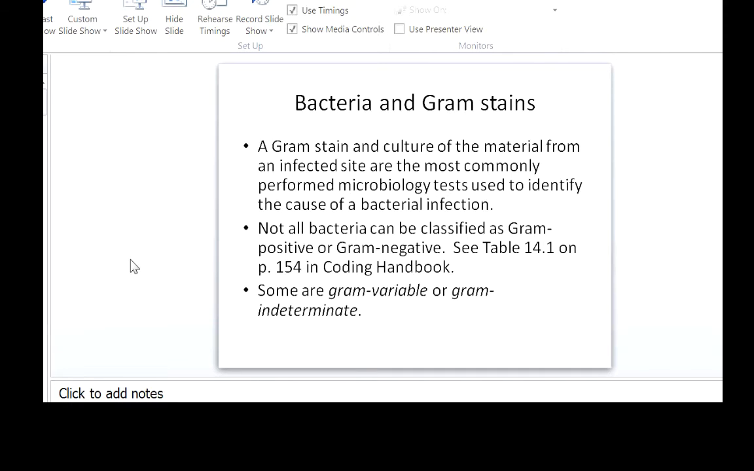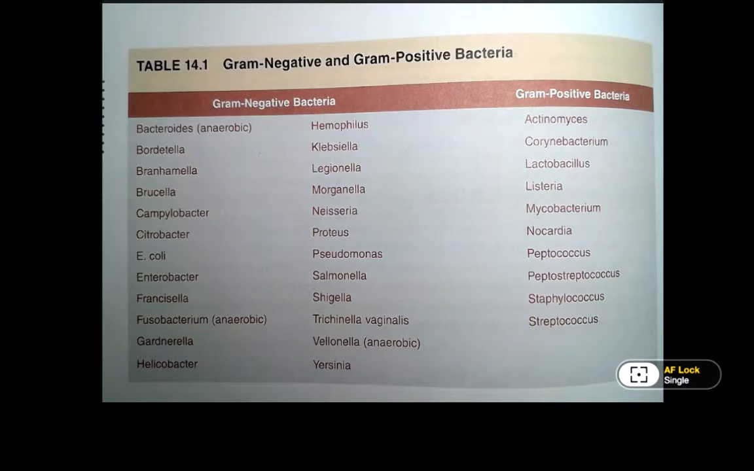What happens is the doctor comes in, and he orders either a gram stain or a culture and sensitivity right off the bat to find out what is causing someone's infection. Not all bacteria can be classified as gram-positive or gram-negative, but there is a table in your coding handbook, Table 14.1. We'll go to our document camera. This is a great table to show you the different types of bacteria, what causes what, and how the doctor knows how to treat it.